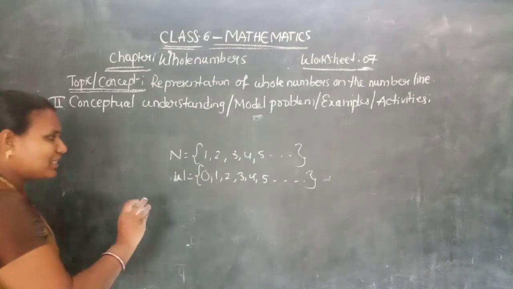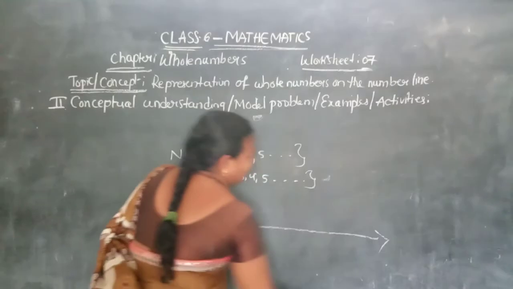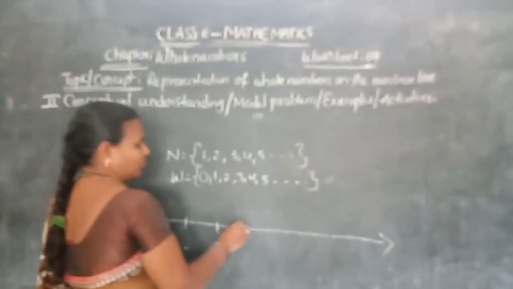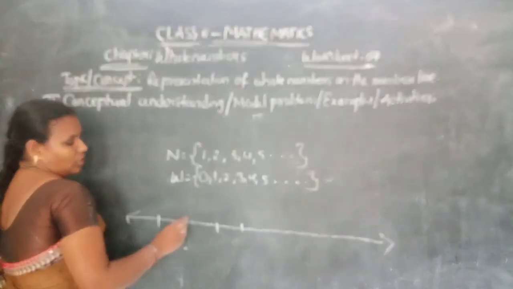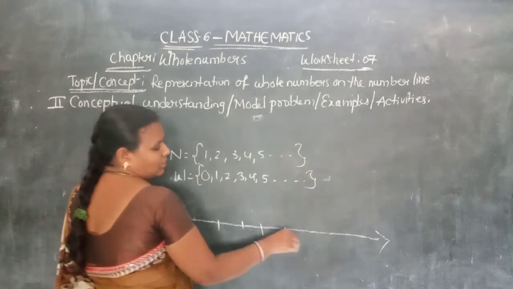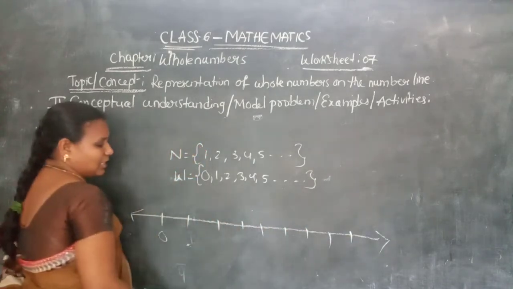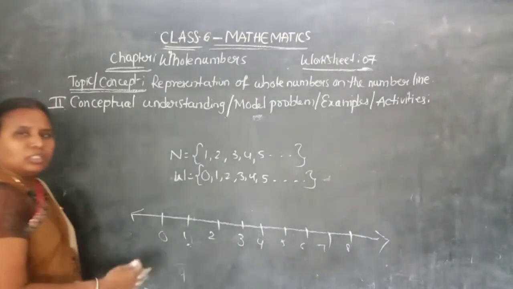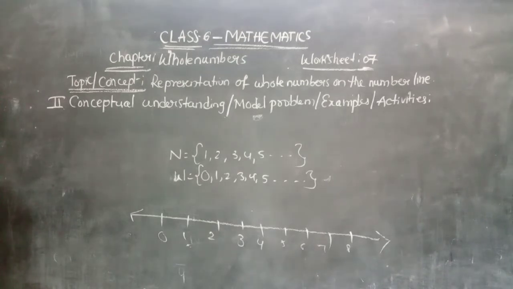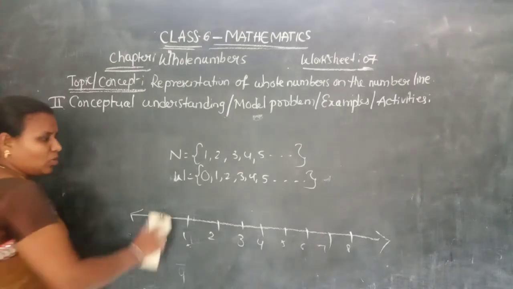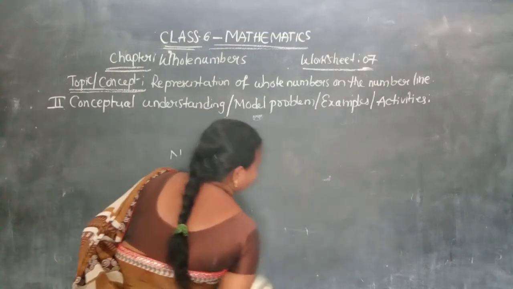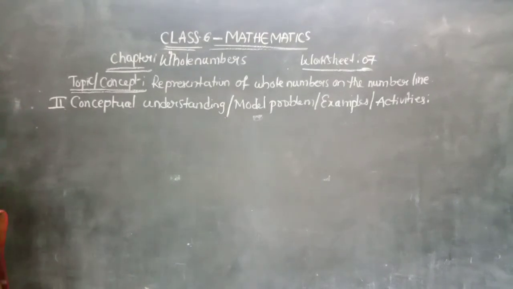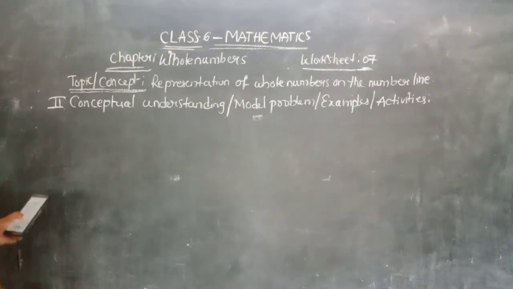To represent these on the number line, draw a line, mark a point 0, and with equal distance mark the points on the line 1, 2, 3, 4, 5, 6, 7, 8 and so on. So, this is representation of whole numbers on the number line. We know these two, and we will write steps for this. Write definition of whole numbers and representation.